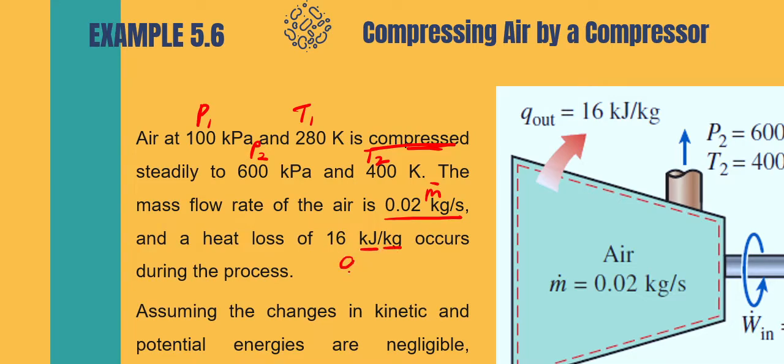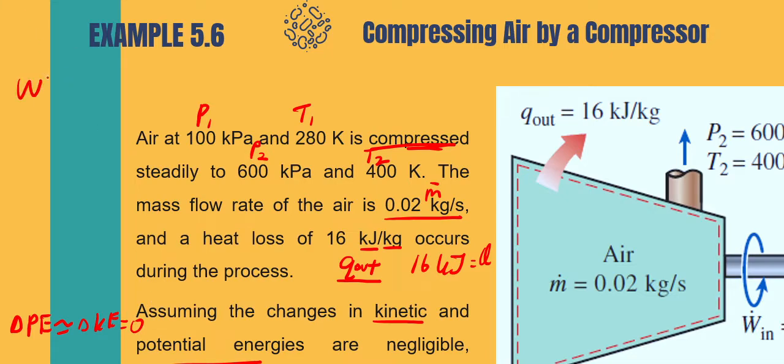So this is small q, so this is Q out. If it is only for 16 kg, this is Q. If per unit mass, this is small q, right? And then what else? Assuming the change in kinetic and potential energy is negligible, you know that change in PE and change in KE equal to 0.